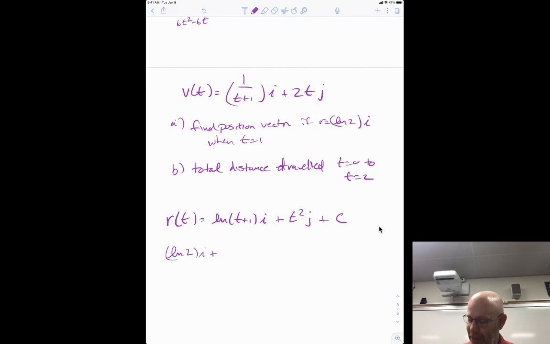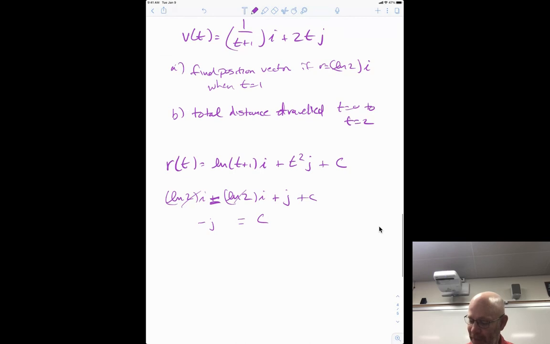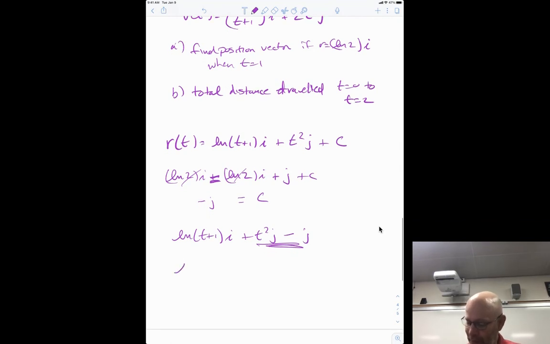We're going to plug in the 1 now. Equals the natural log of 2i plus, plug in a 1, j plus c. These are going to cancel out. We're solving for c, right? So c is equal to negative j. So now we plug that back in and we get the natural log of t plus 1 i plus t squared j minus j. These are like terms. The i canceled out on that one. So we're just going to combine them. And we get natural log of t plus 1 i plus t squared minus 1 j.